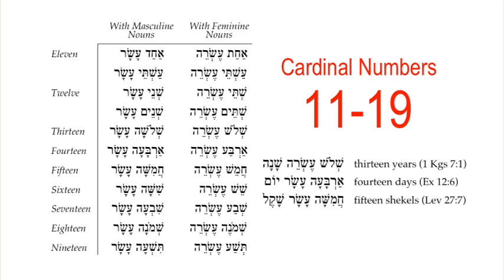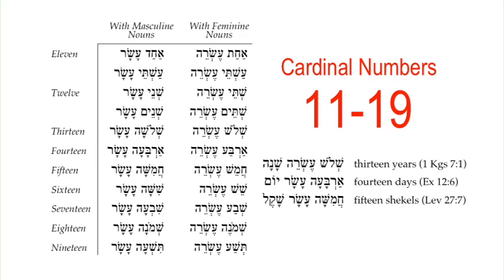Let's look at the 3 examples on your screen where Hebrew numbers are used in the context of the Hebrew Bible. The first example comes from 1 Kings 7:1, Shalosh Esrei Shana, literally 3 of 10 of year. Now in Hebrew, that's how you'll say 13 years. Notice that the noun Shana is singular, but the number is plural 13.